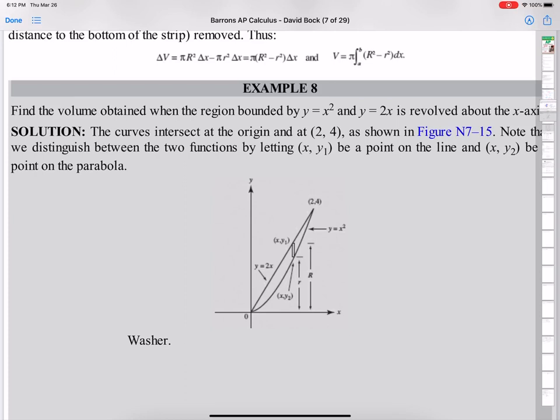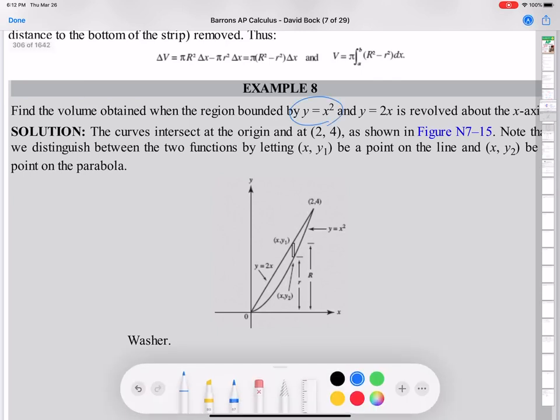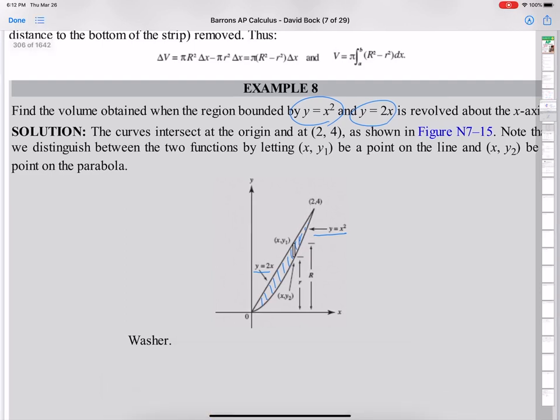Find the volume obtained when the region bounded by y equals x squared and y equals 2x is revolved about the x-axis. There are two graphs here. This parabola is y equals x squared. This straight line is y equals 2x. The boundary region means this shaded region, and it is rotated about the x-axis. So what kind of shape are you going to find? I'm going to draw it.